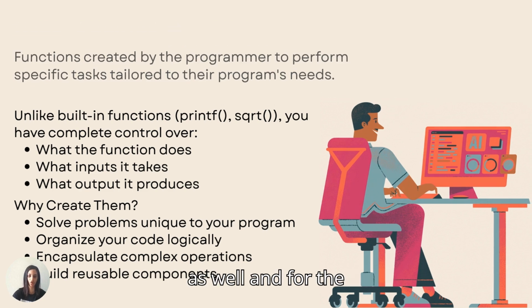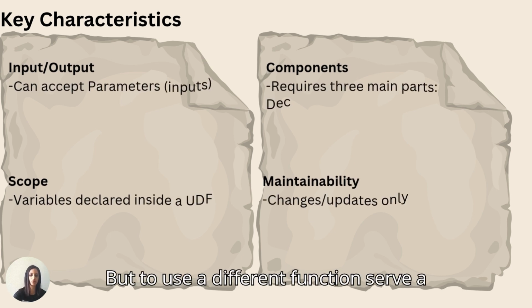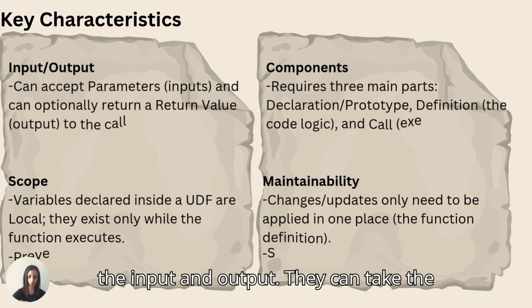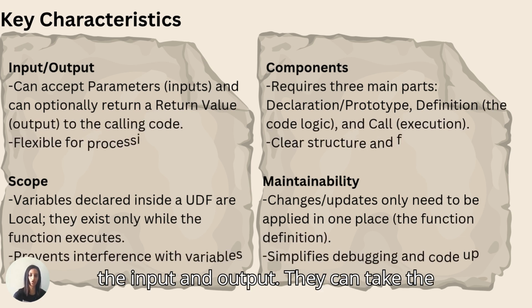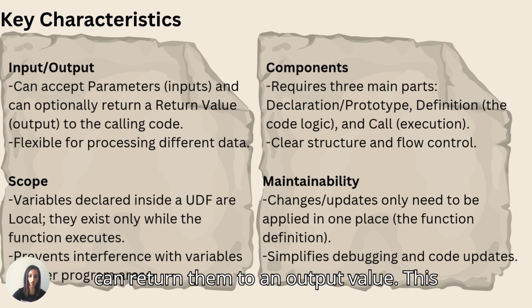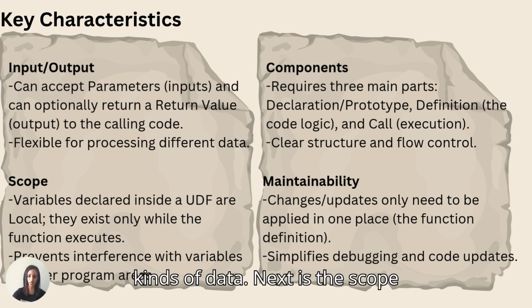And for the key characteristics, Part 2. User-defined functions have a few key characteristics. First is the input and output. They can take input, which we call parameters, and can return an output value. This makes them flexible for handling different kinds of data.